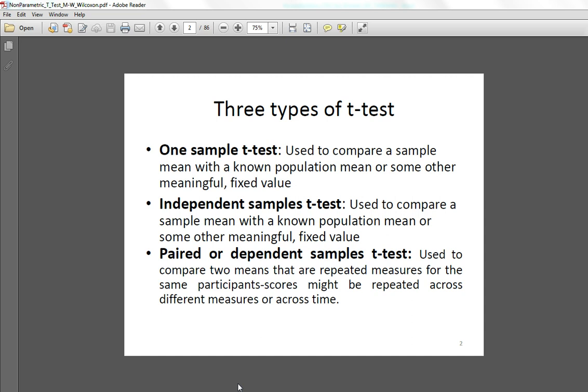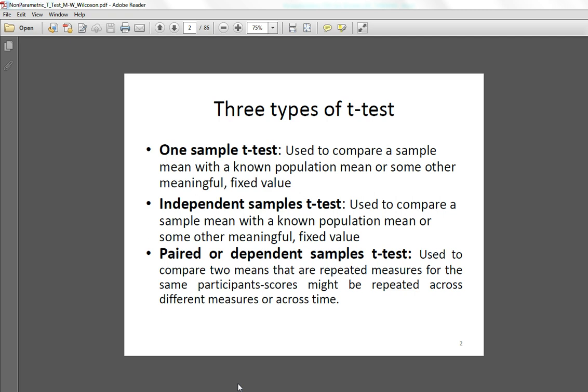What about the third type? Well, the third type is called the paired or dependent samples t-test. This time, from the word itself, paired, this is a t-test statistic that is used to compare two means that are repeated measures for the same participant scores. An example for this would be your paired t-test, such as in your pre and post test research design.